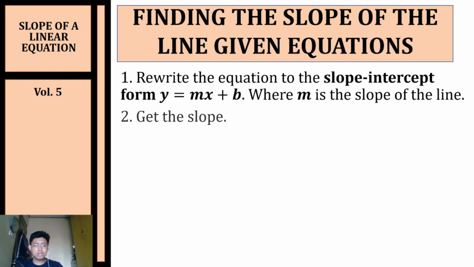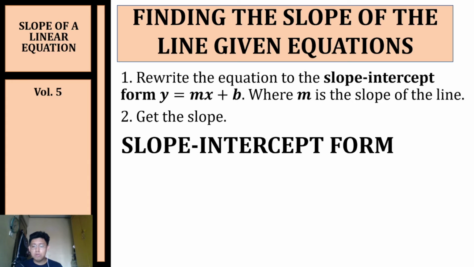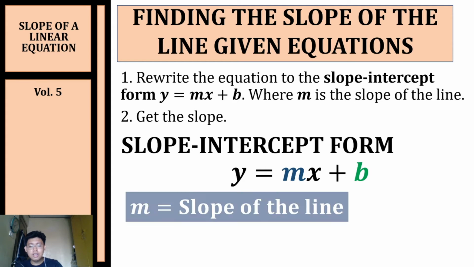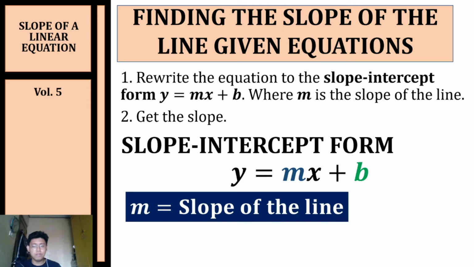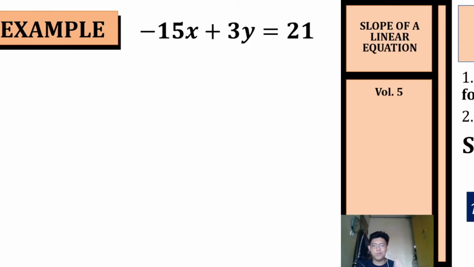Our second step will be to get the slope. Looking at our slope-intercept form, y is equal to mx plus b, m, the numerical coefficient of x, is the slope of the line. If we want to get the slope of our linear equation, it is found in the numerical coefficient of x in the slope-intercept form. Let's have an example.